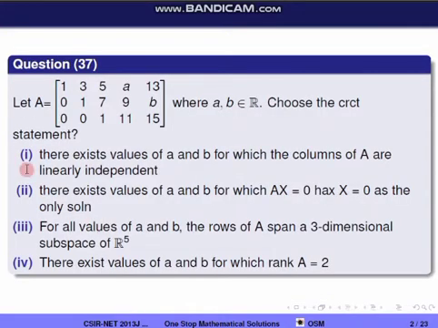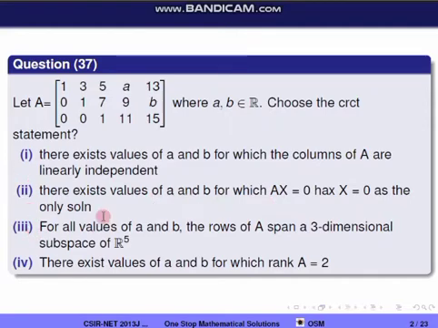The first option asks whether there exist values of A and B for which the columns of A are linearly independent. But we got that the columns of A are linearly dependent for every value of A and B, so the first option is wrong. Second, there exist values of A and B for which Ax equal to 0 has X equal to 0 as the only solution. But we got infinitely many solutions for the homogeneous system for any values of A and B, so the second one is also wrong.